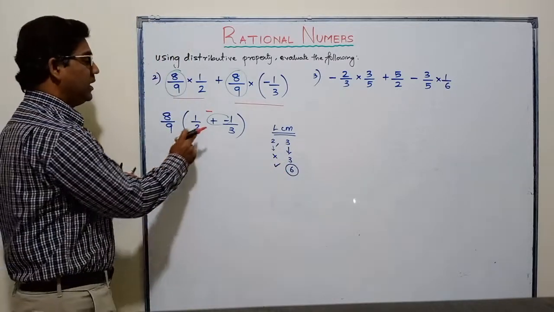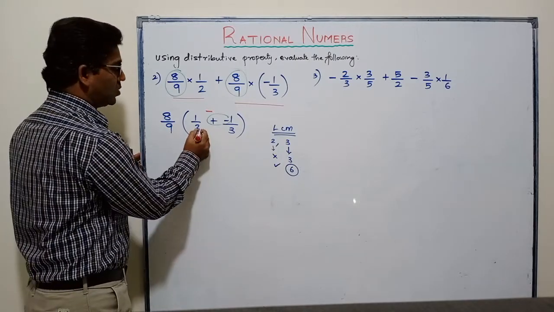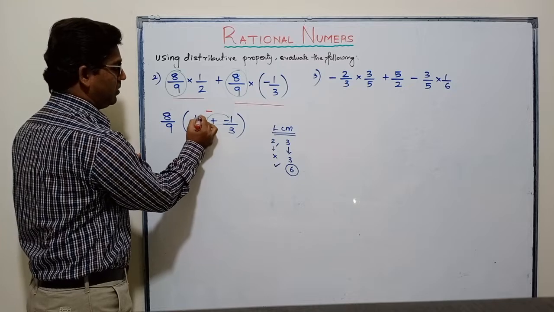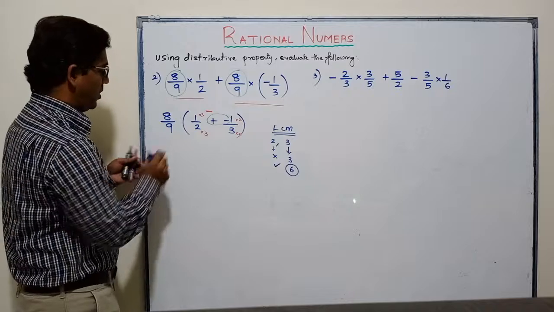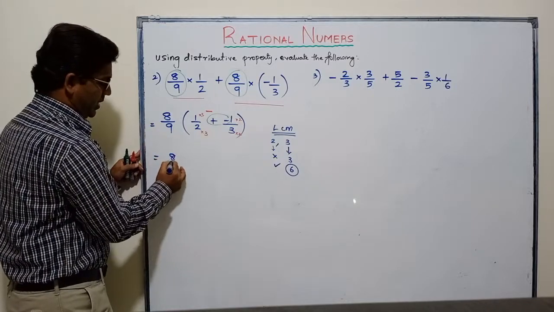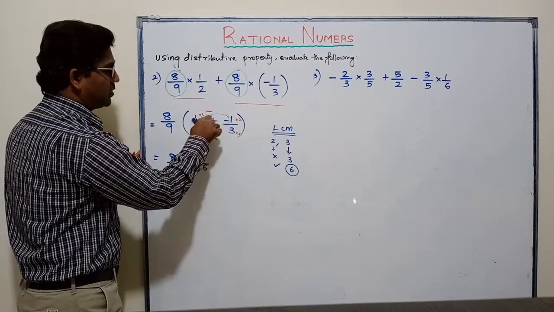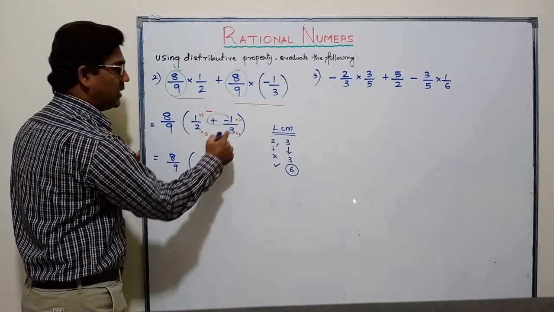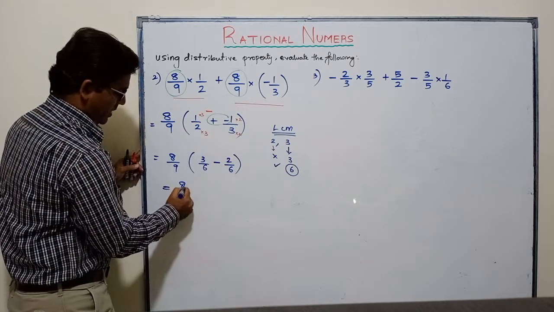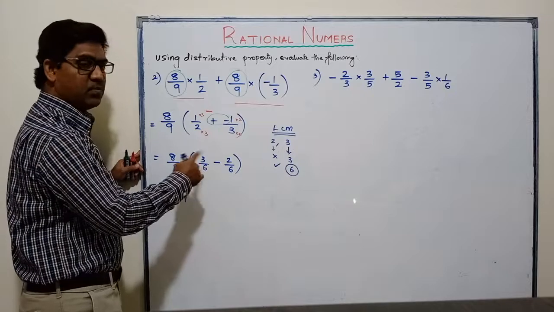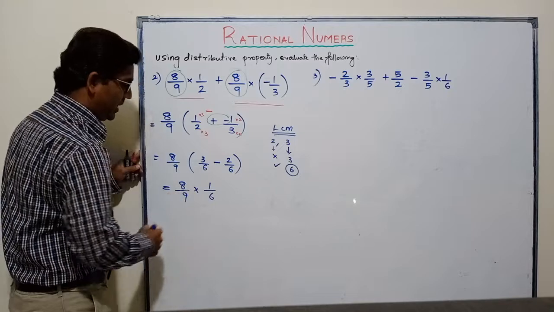So I need 6 in the denominator. The denominators should be the same, only then we can combine. So to get 6 here, I will multiply by 3. To get 6 here, I will multiply by 2. So I get here 8 over 9. In the bracket, 3 times 1 is 3 by 6. This plus and minus became minus. So minus sign. 2 times 1 is 2 over 6. So 8 upon 9. Denominator is same, so you can subtract. 3 minus 2 is 1. And denominator 6 will be as it is.